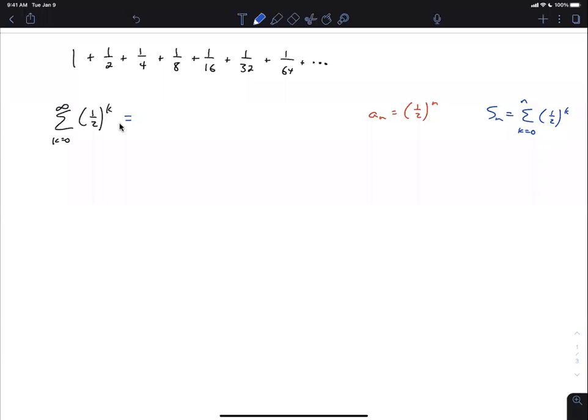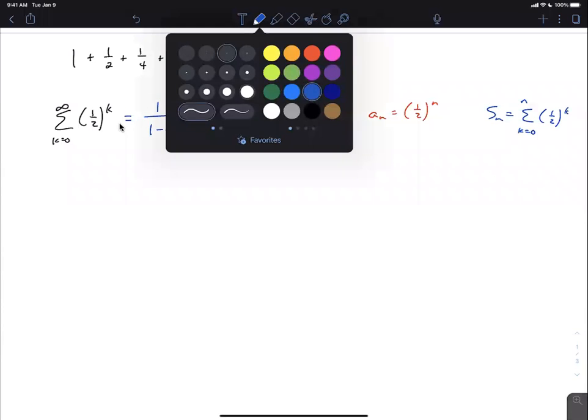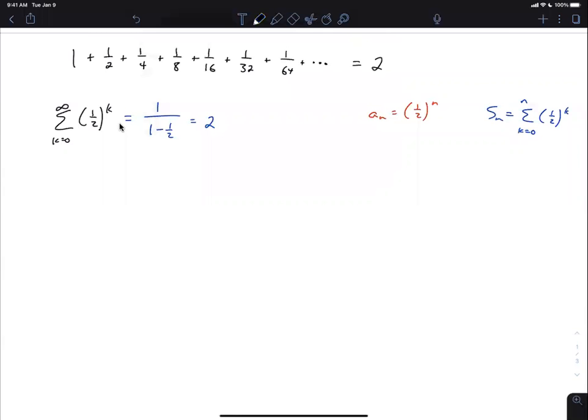Yeah, so it converges to a over 1 minus r, which is 1 over 1 minus 1/2, which is 2. Does that make sense, everybody? We good? Now think about what we're saying. We are saying 1 plus 1/2 plus 1/4 plus 1/8 plus 1/16 plus 1 over 32 plus 1 over 64 plus 1 over 128 plus 1 over 256 forever. You're adding forever an infinite number of positive numbers, and you get 2.